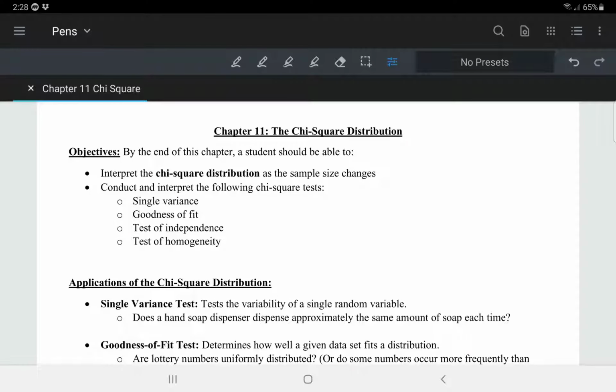In Chapter 11, we'll talk about the chi-square distribution. By the end of this chapter, a student should be able to interpret the chi-square distribution as the sample size changes. And we'll see that as the sample size changes, so does the degrees of freedom that is associated with the distribution.